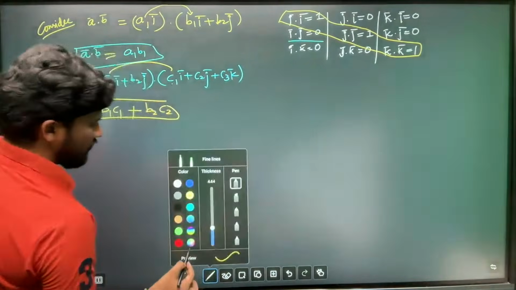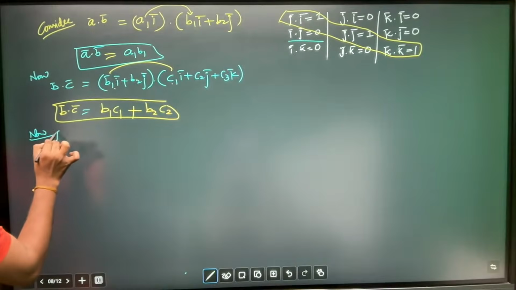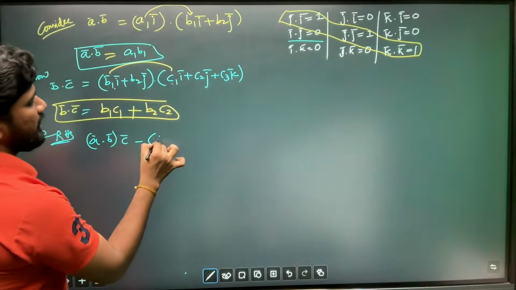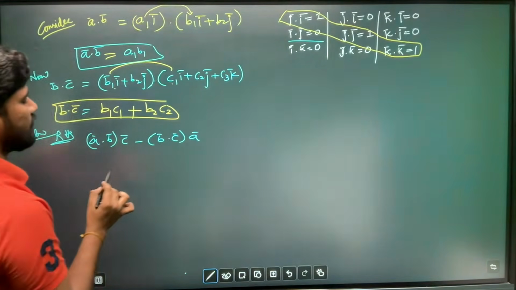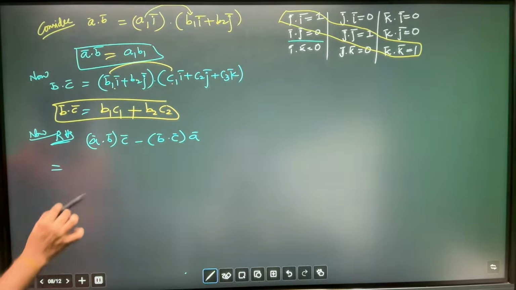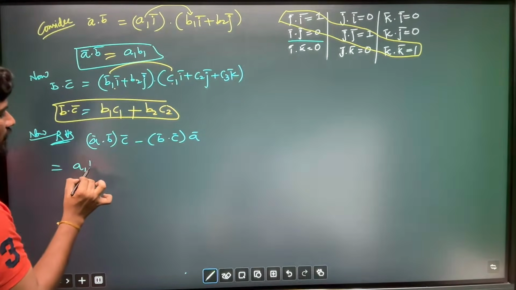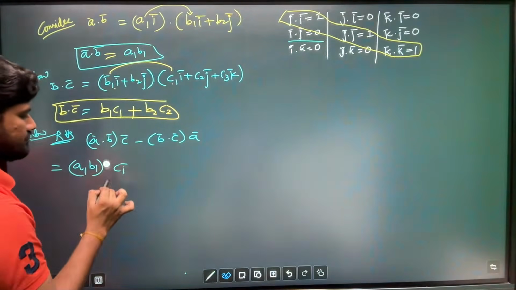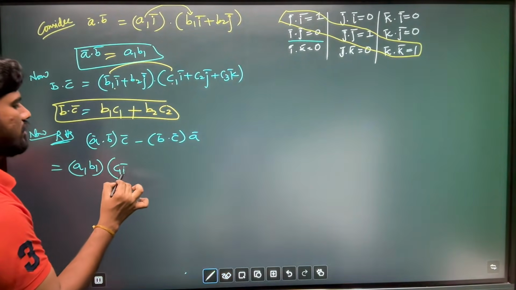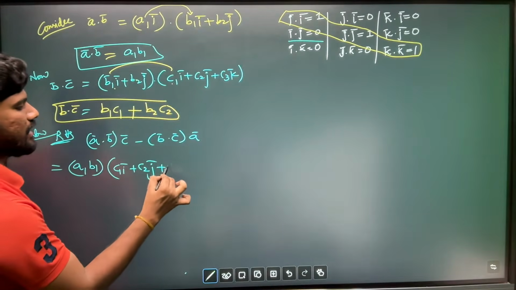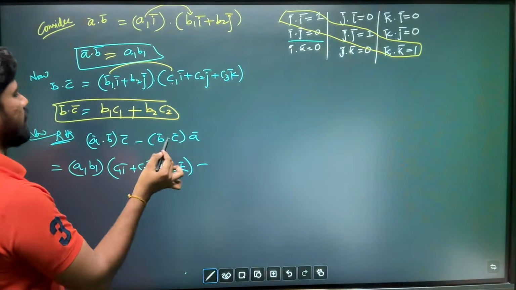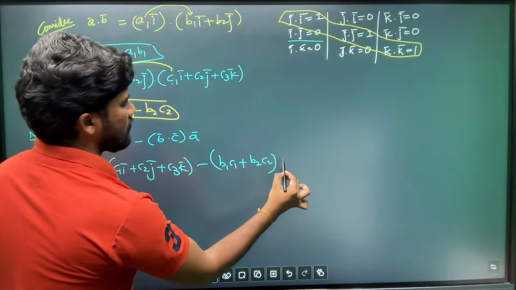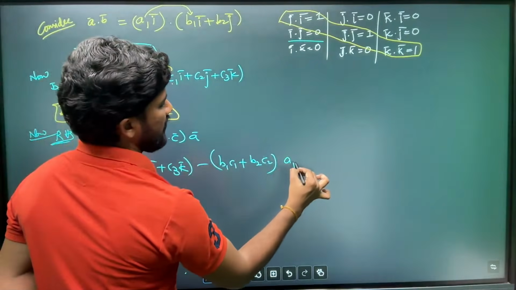Now take RHS. What is RHS? So therefore, RHS is A bar dot B bar into C bar minus B bar dot C bar into A bar. So that implies, what is A bar dot B bar value? A1 B1 into C bar. What is C bar? C1 I bar plus C2 J bar plus C3 K bar, minus B bar dot C bar value, B1 C1 plus B2 C2, into A bar, A1 I bar.